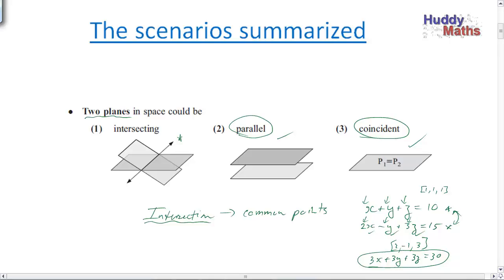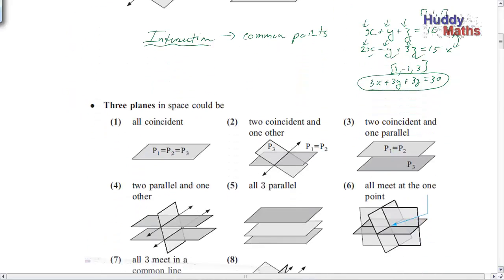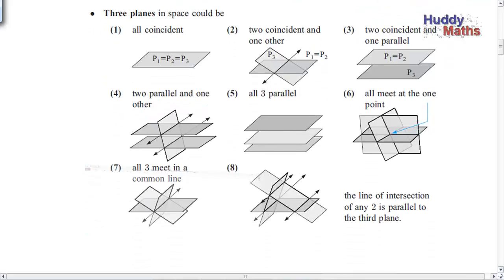Let's go and have a look at the case of three planes. Well, they could all be the same plane. They all cancel down to the same expression, if you like. Two coincident, so two planes are actually, when you look at their equations and divide both sides by a constant, come to the same thing, and then crossed by another. So here you would have an infinite number of shared points. They are the same plane. Here there's an infinite number of shared points, all the points on that line.